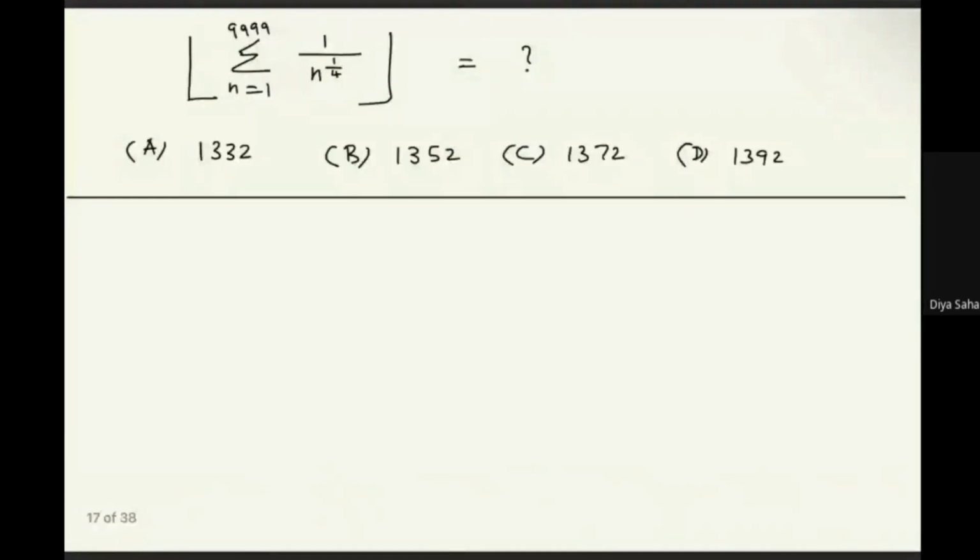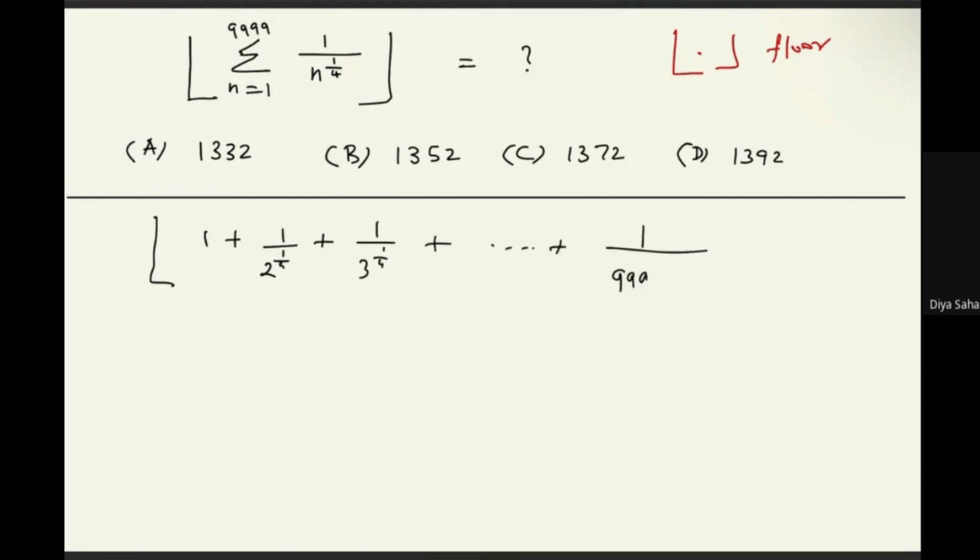So now another problem. This looks like a series kind of thing, but it's not related to that. First of all, this is the floor function. What they're asking is what is the value of this number: floor function of 1 plus 1 by 4th root of 2 plus 1 by 4th root of 3, etc., plus 1 by 9999 4th root.